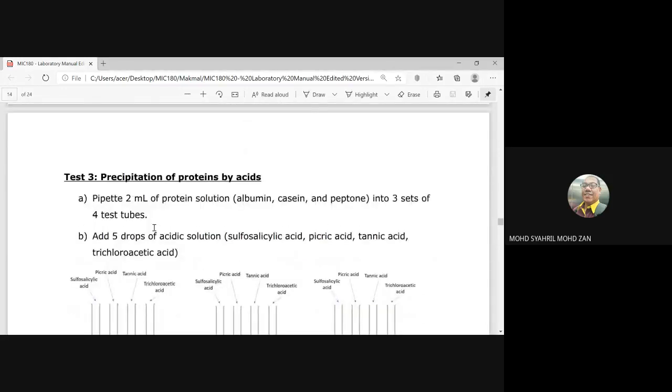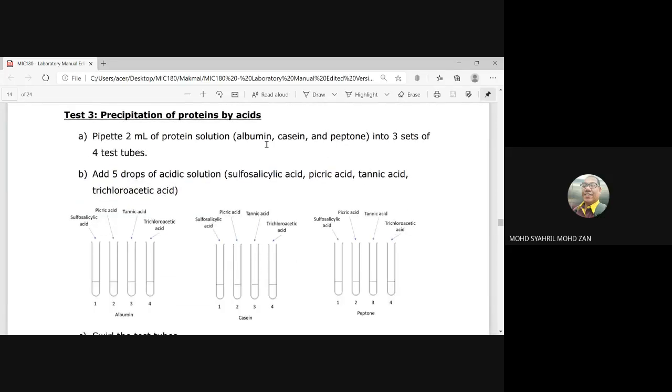Okay, test 3, precipitate of protein by acids. So what type of acid do we use? Sulfosalicylic acid, picric acid, tannic acid, and trichloroacetic acid. So for this one we need about 4 tubes for each of them. So you put about 2 ml of protein solution. So what type of protein solution? Albumin in 4 tubes, casein in 4 tubes, peptone in 4 tubes. So done in 3 sets.